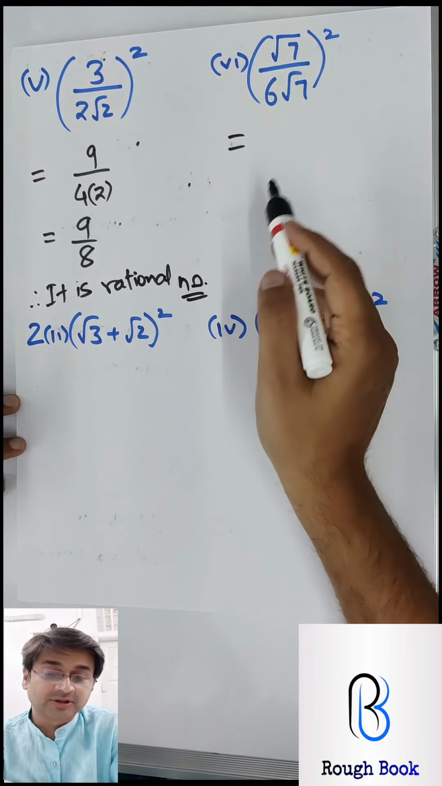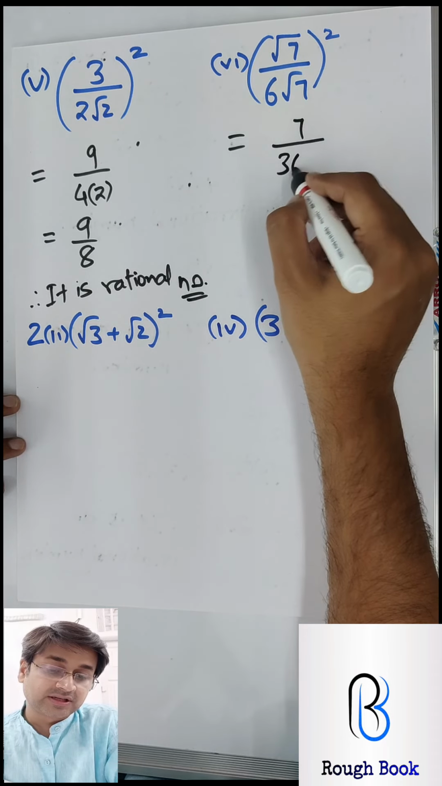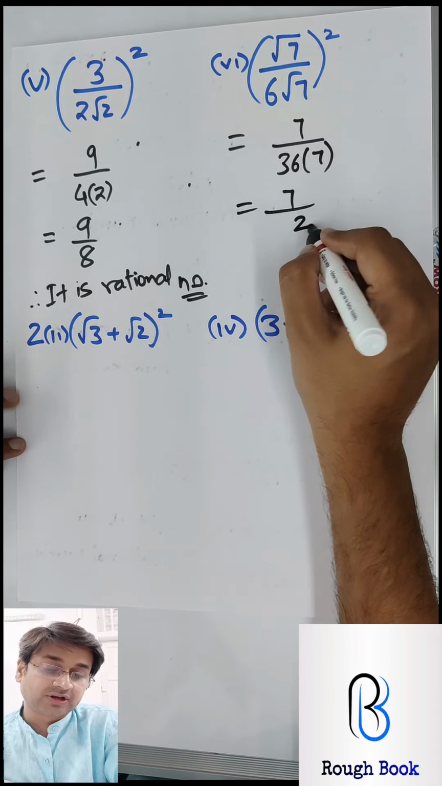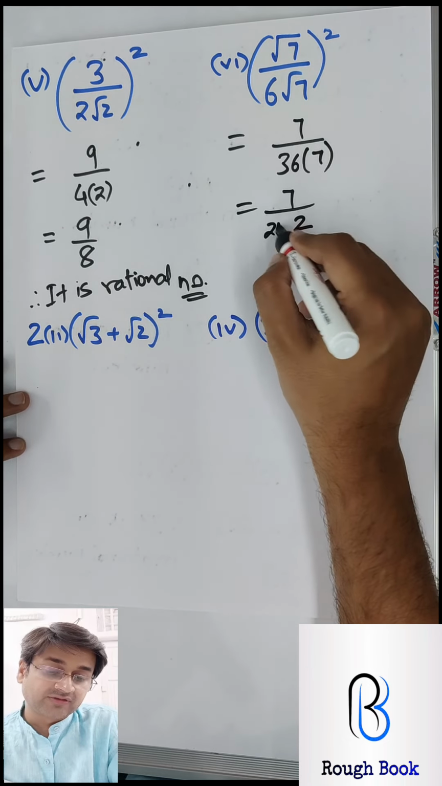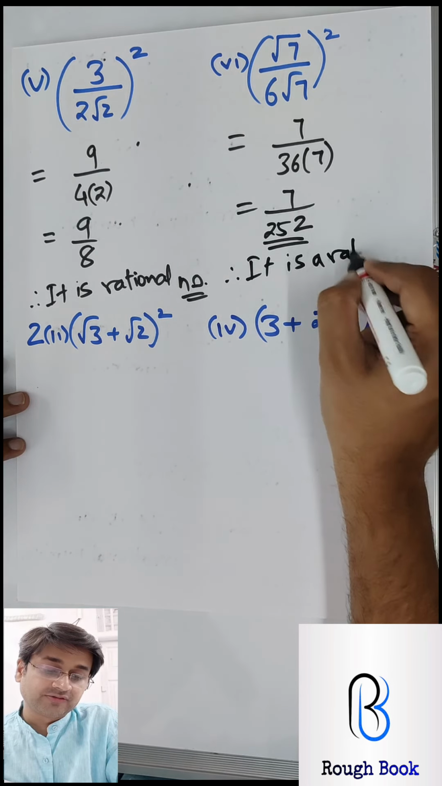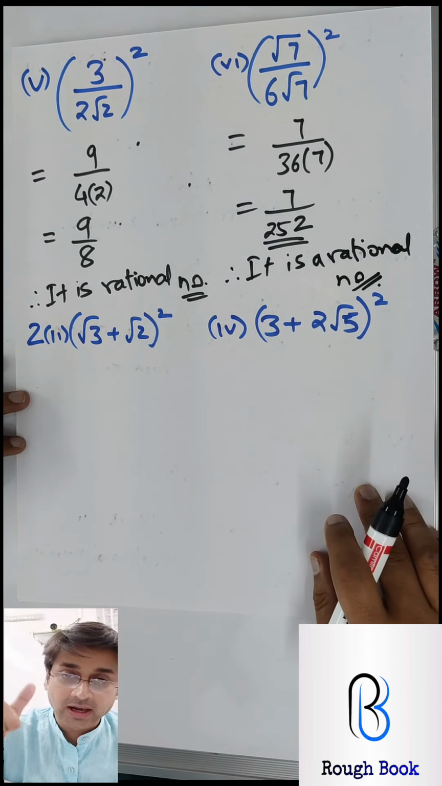Pause and get me this last one. So root 7 squared is 7, 6 squared is 36, and root 7 squared is again 7. So 7, 6 fours are 24, 21 plus 4 is 25. And therefore it is a rational number. If you got the same thing, brilliant work, you are doing very well.